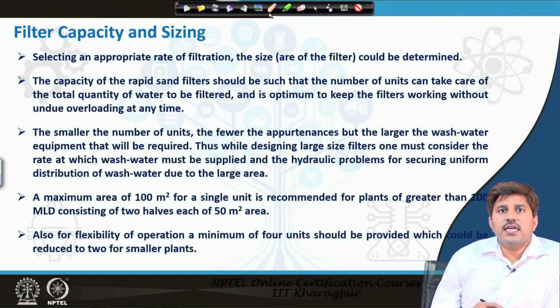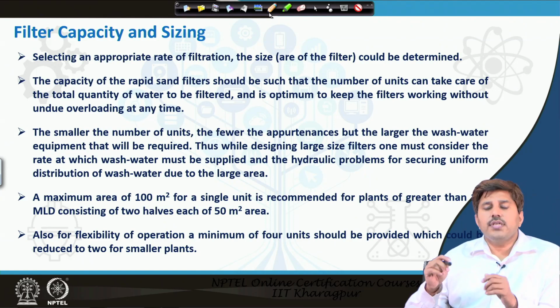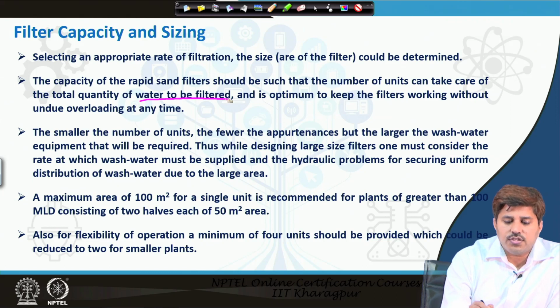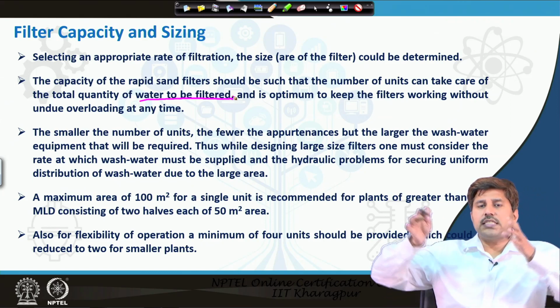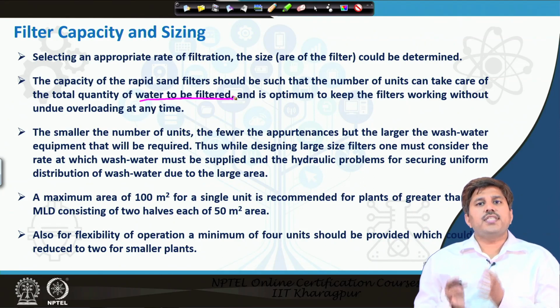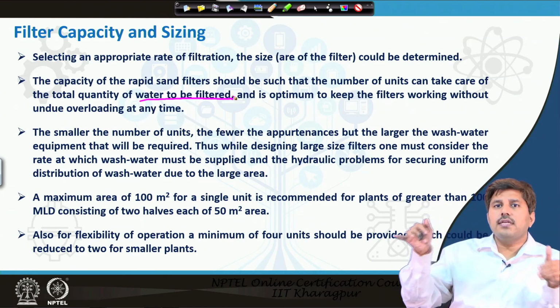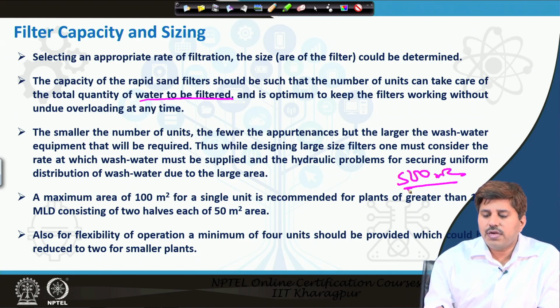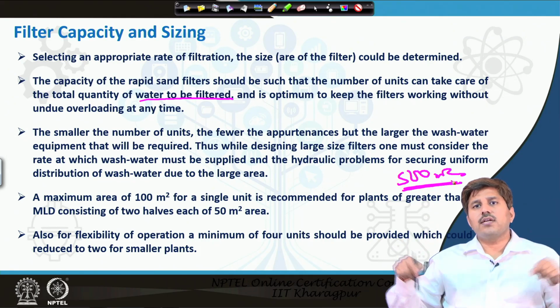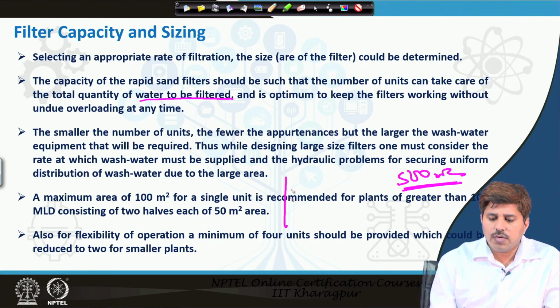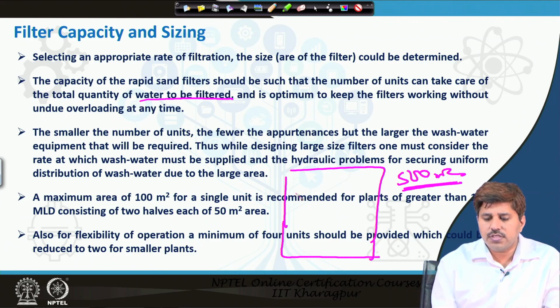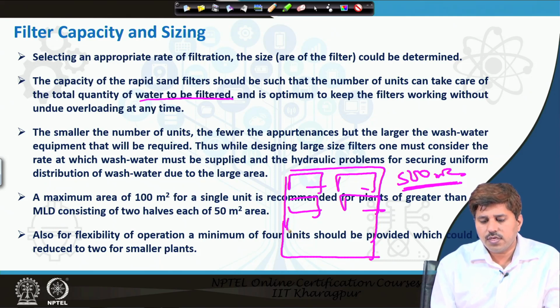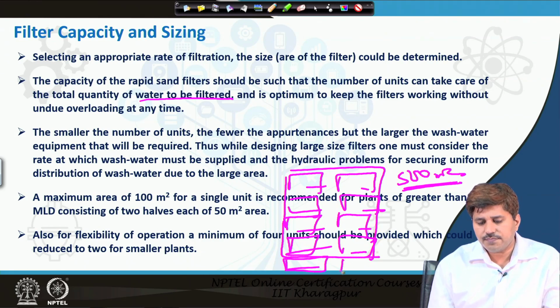The capacity of these sand filters should be such that the number of units takes care of the total quantity of water that we need to filter. It is not that we size one filter too big. If the total area requirement is, say, 500 meter square, we do not provide just one single filter of 500 meter square; rather we will provide 10 filter beds of 50 meter square each, maybe assembled in a battery form. That is how we size these reactors.